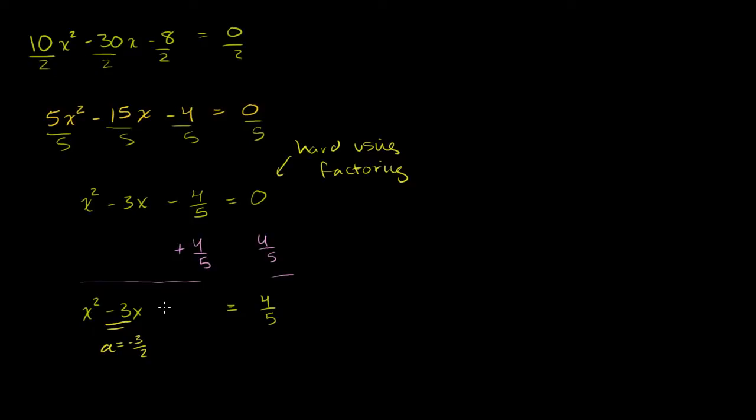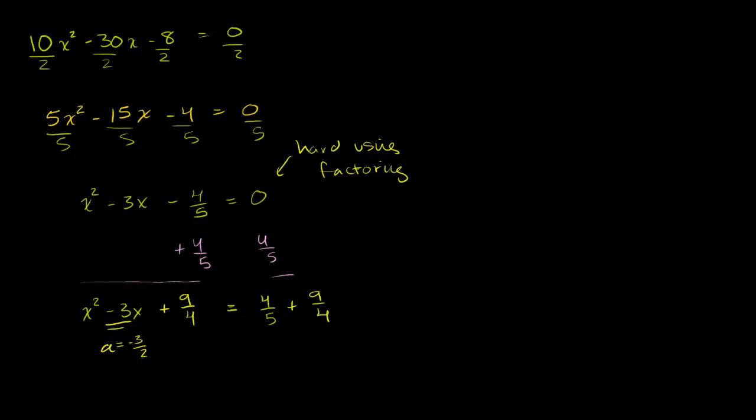We get positive 9/4. I just took half of this coefficient, squared it, got positive 9/4. The whole purpose of doing that is to turn this left-hand side into a perfect square. Now, anything you do to one side of the equation, you've got to do to the other side. So we added a 9/4 here. Let's add a 9/4 over there.